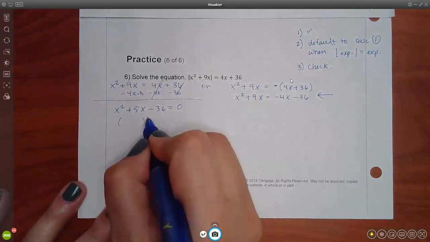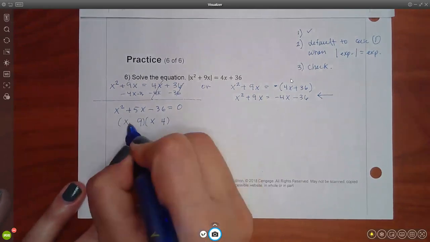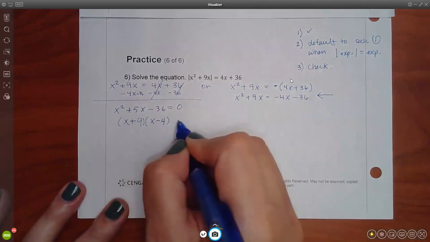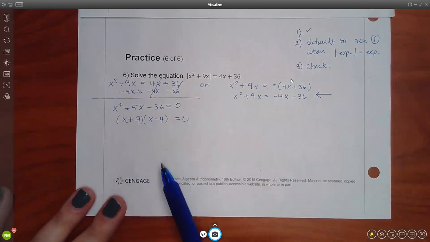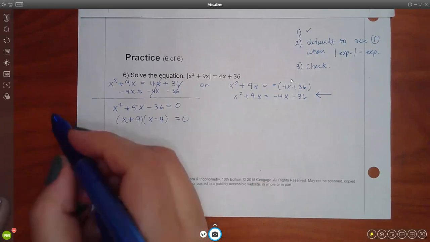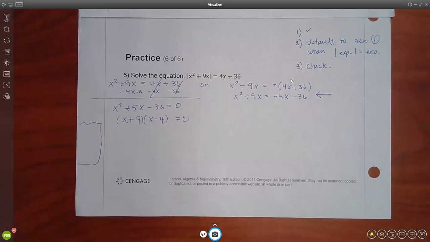And I can factor that. It is going to be x and x, 9 and 4, a plus and a minus. And always double check. If you have to FOIL this in your head, FOIL it in your head. If you have to FOIL it on paper to check, scribble it over here and FOIL it. But make sure your factoring step is correct.